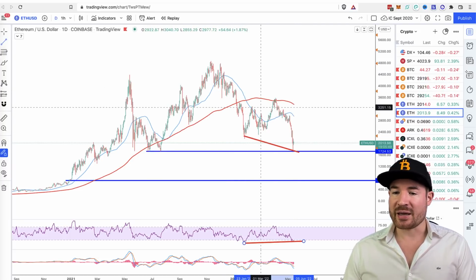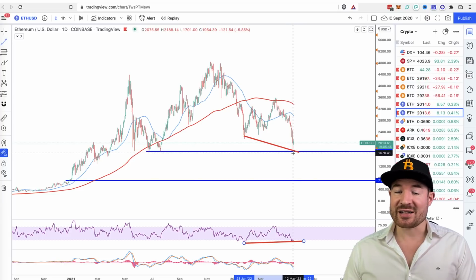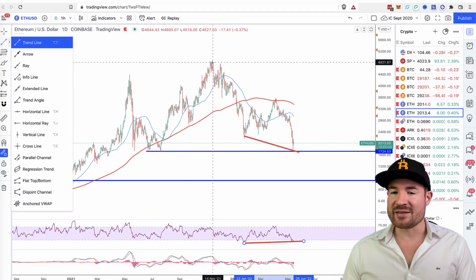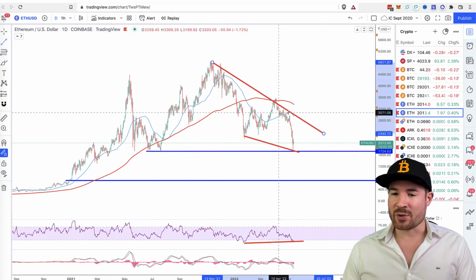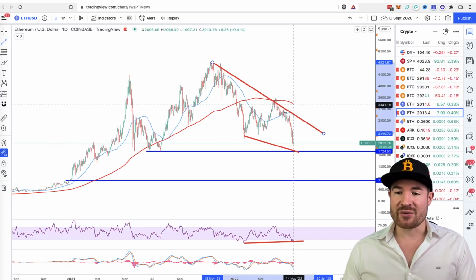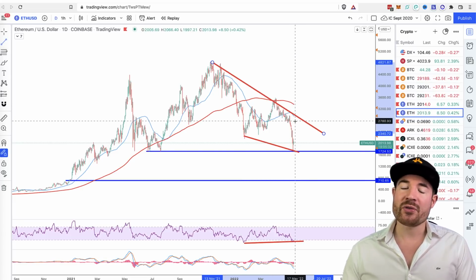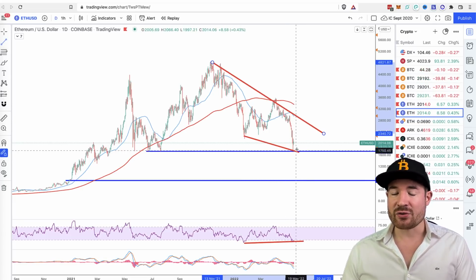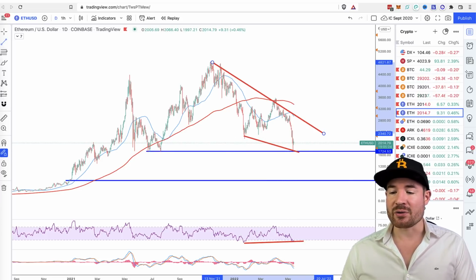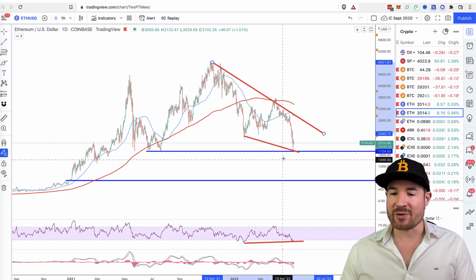We are making lower highs and lower lows, and as long as that continues, the bearish trend is still there. We're also under a descending trend line. If you draw this, we're also below the 50-day moving average, the 200-day moving average, and the 50-week moving average. So basically all the technical indicators still show that we are in a bearish trend. And keep in mind, there is still a possibility that this goes lower. We are at just over $2,000 for Ethereum right now.